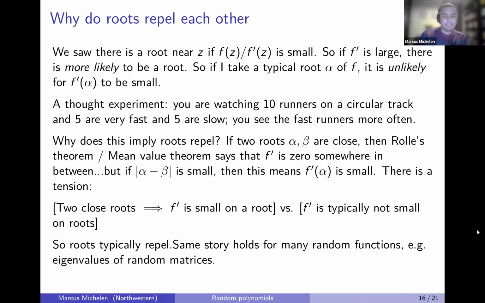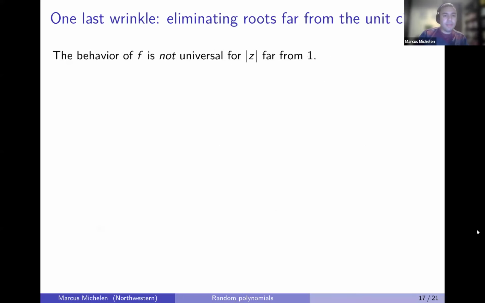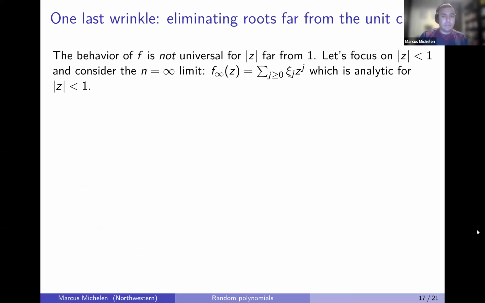Okay. So the one last wrinkle I want to mention is I want to eliminate roots that are uniformly far from the unit circle. Right, so I told you that the behavior of f is not universal on z far from 1. And I can take a look at what happens for z in the unit disk. And I can consider the n equals infinity limit of this random power series. As long as the x's are well behaved, this is going to be analytic in the unit disk.